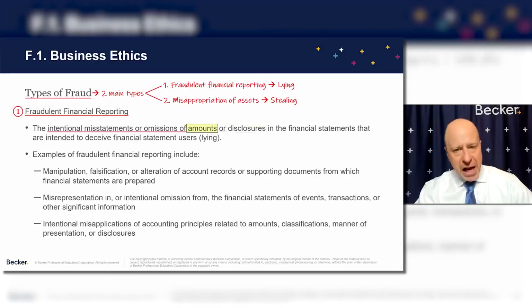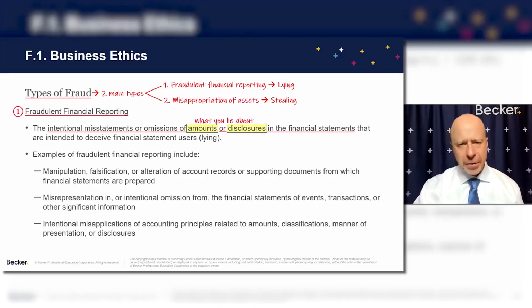Well, it could be related to dollar amounts. It could be related to informational disclosures that should have been made and were not made. All of this inside of the financial statements. So think about this. What are people lying about? They're lying about dollar amounts, or they're lying about disclosures. Where do they lie about them? In their financial statements. And why are they doing it? Because they want to trick people. They want to deceive people so they can steal from them. All right. So that's the really bad thing about fraud related to financial statements.